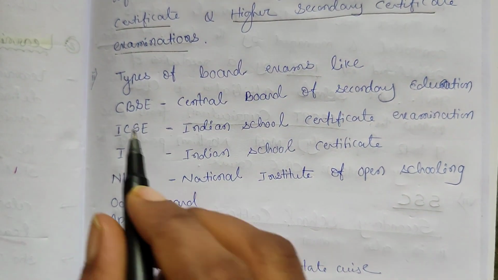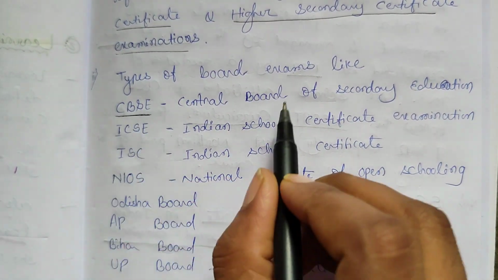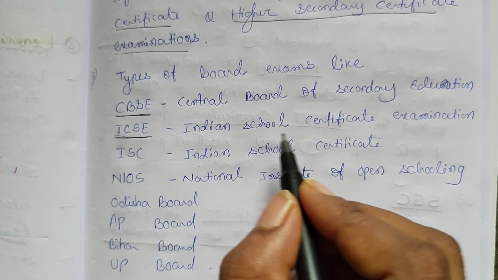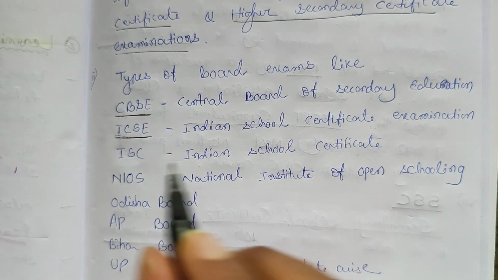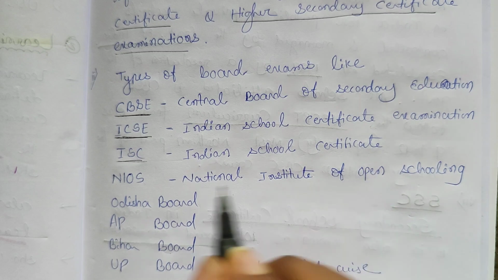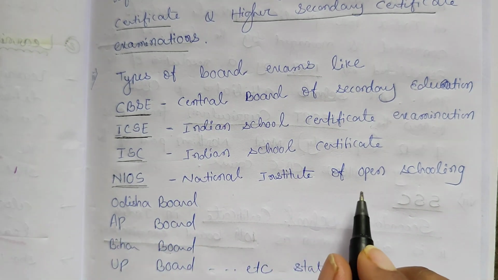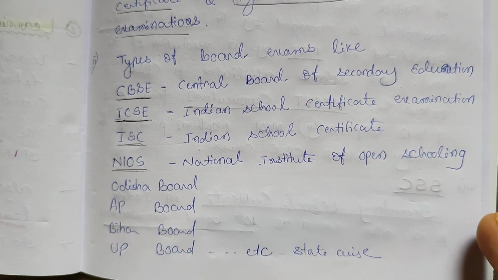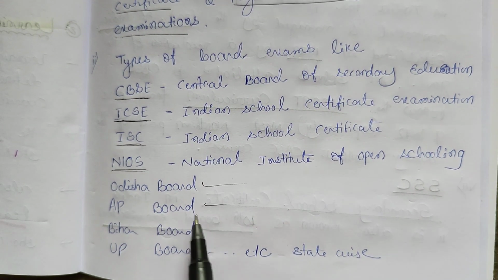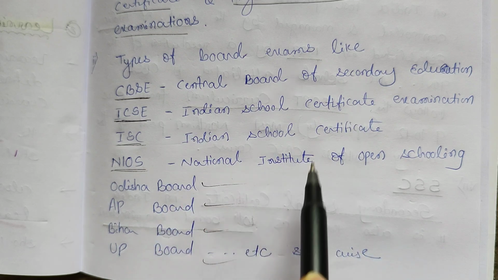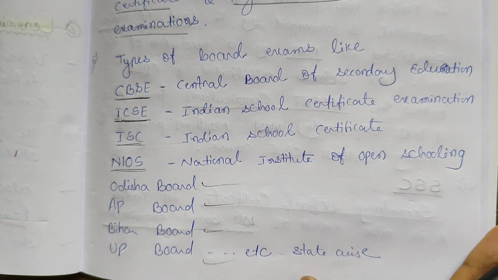Types of board examinations, you know: CBSE, Central Board of Secondary Education; ICSE, Indian Certificate of Secondary Education; ISC, Indian School Certificate; NIOS, National Institute of Open Schooling; and different state boards, Odisha board, AP board, Bihar board, UP board. State-wise different boards are there. Okay, so these are the different types of boards. Whatever you know, you can also write.